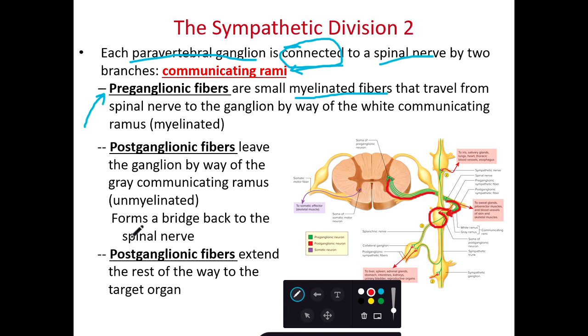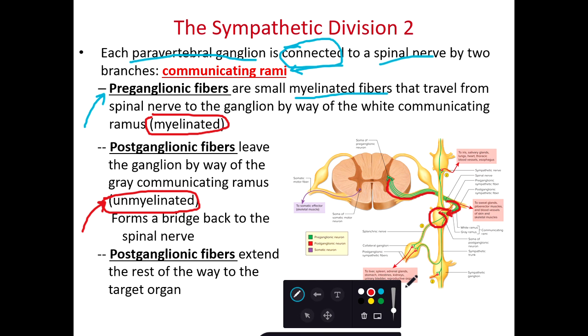And then we have our postganglionic fibers. Those postganglionic fibers are going to leave the ganglion and do that through the communicating ramus. These postganglionic fibers are unmyelinated, so they have slower transmission speeds. They have continuous transmission, whereas these myelinated preganglionic fibers have faster saltatory conduction.